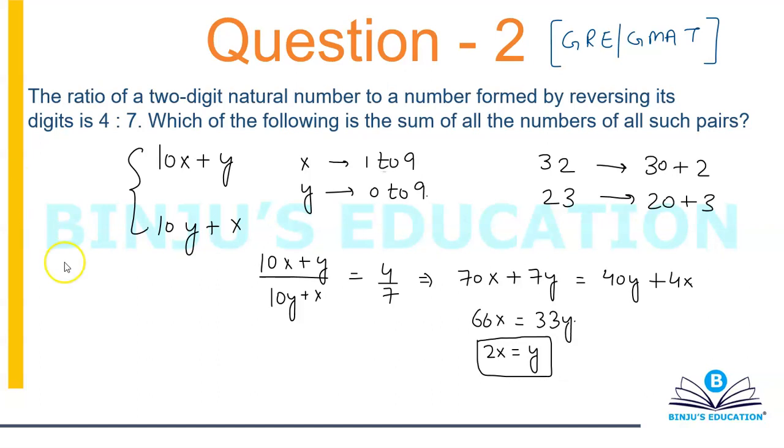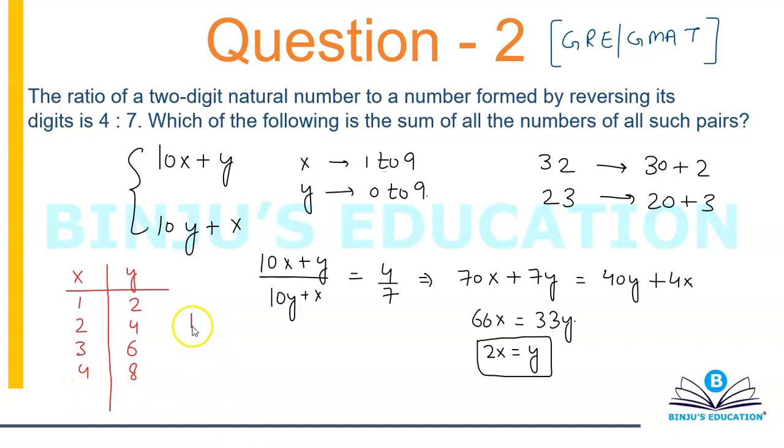So we need to make a table for x and y. If x is 1, then y is 2. If x is 2, then y is 4. If it is 3, then it's 6. If it is 4, then it's 8. And it can't be 5, because if it is 5, then y becomes 10, which is not possible. x and y are single digit numbers. So these are my possibilities.